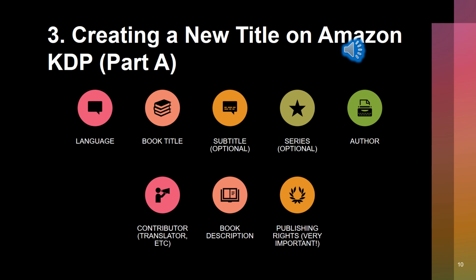No need to touch anything, except if your book was previously published and you're just republishing it. Then you can say my book was previously published. Otherwise, just leave it where it is. Then release date, just leave release date as it is and click save and continue.